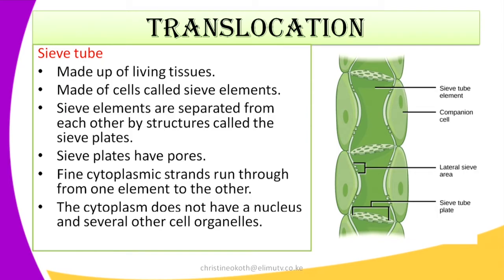We also have fine cytoplasmic strands that run through from one element to the other. The cytoplasm does not have any nucleus or several other cell organelles. So there's no nucleus present, or any other organelle in the cells. They are made up of sieve plates with perforations, or pores, that help in translocation of the organic material. So that is the sieve tube.